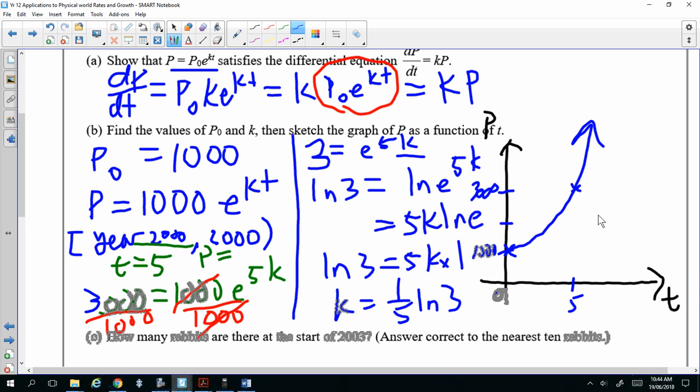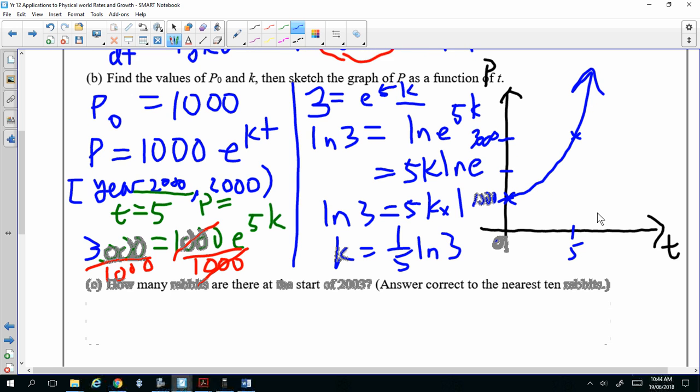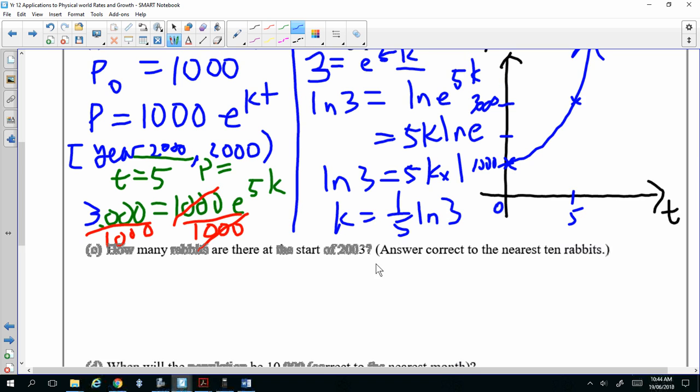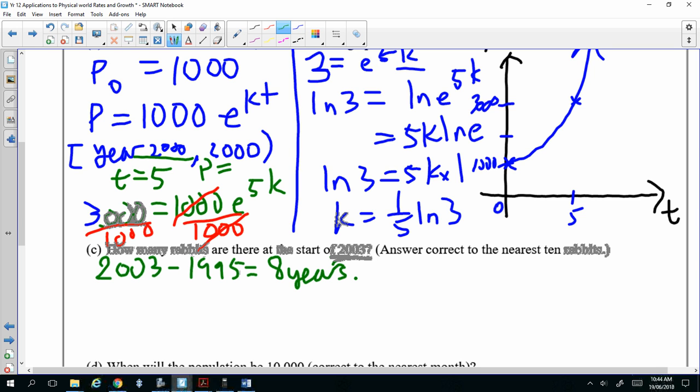Next question, how many rabbits are there at the start of 2003? You need to be careful that you have to know what the t value is for 2003. What's the t value? 8. Yes, because you can just go 2003 minus 1995, which is 8 years. So now you have the formula. You just substitute t equal to 8. What's the population of rabbits?